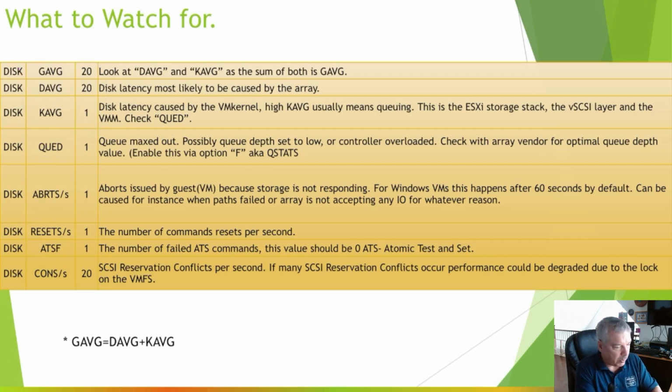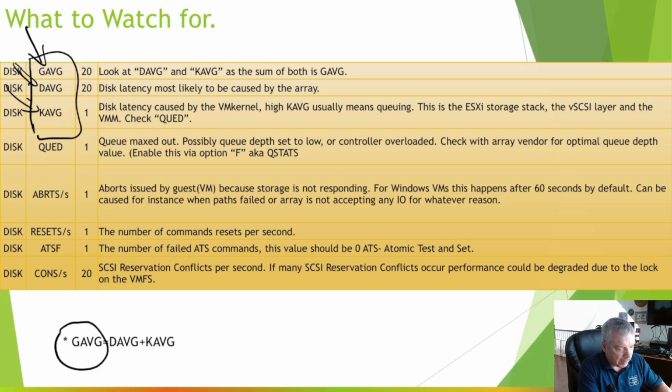Now, one thing I want to point out here, I pointed out 3 latencies: the guest, the device, and the kernel. The guest latency is equal to the device latency plus the kernel latency. So remember, the guest is effectively, what do I see? Well, I don't care who's slow. Is it the kernel, your ESXi server that's slow, or is it the storage that's slow? I don't care. Ultimately, I, the guest, see it as slow.